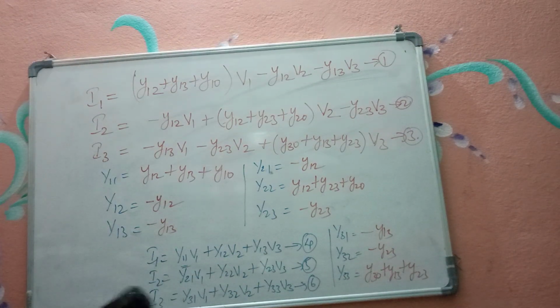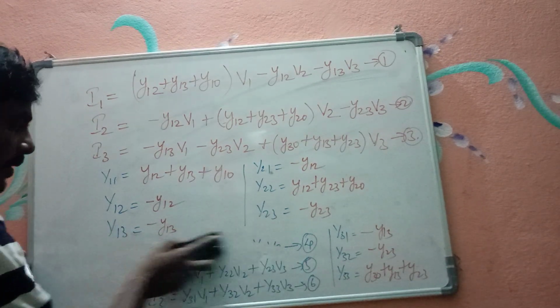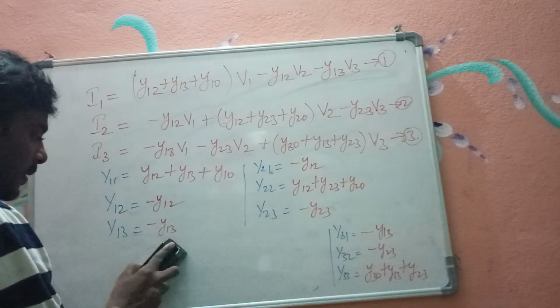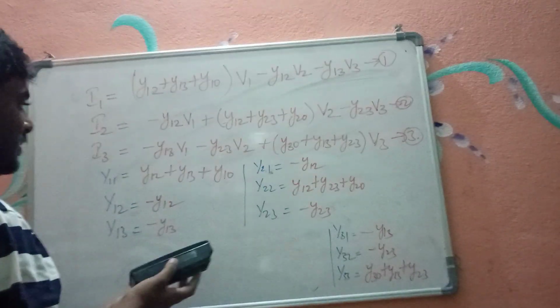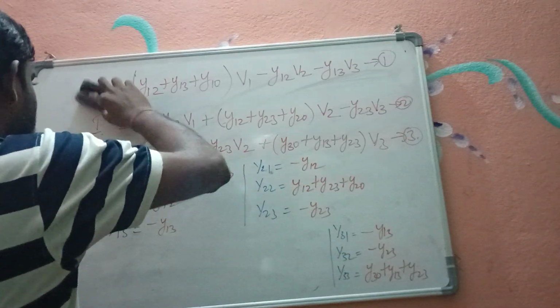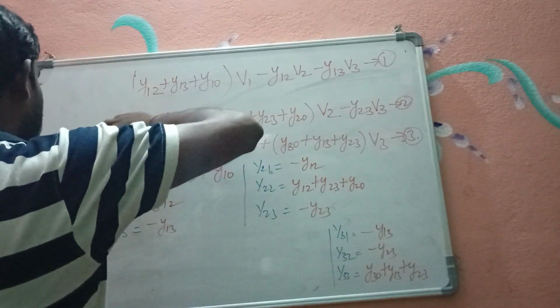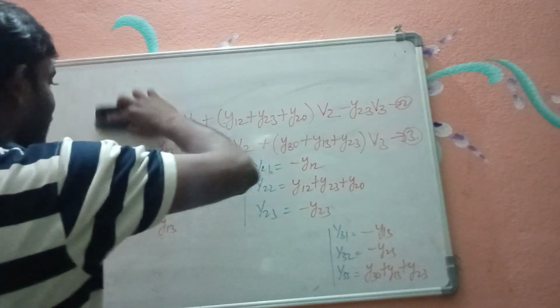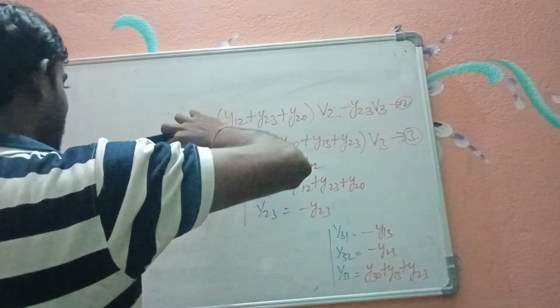Now we got the equations. The comparison is over. Now we will have a simple analysis with this comparison. If you erase this, you can easily identify the remaining things.